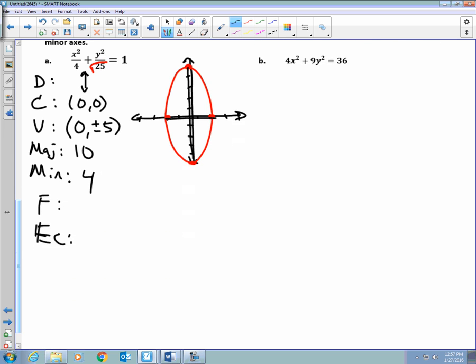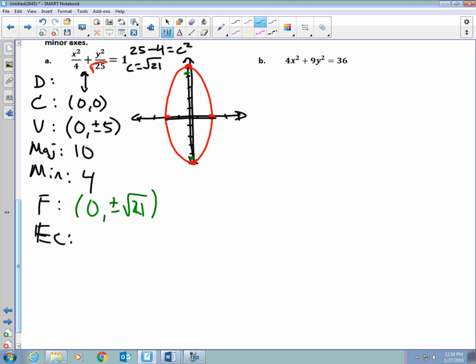So I'm going to use a squared minus b squared to get c squared. What is a squared? What is b squared? So 25 minus 4 is c squared, so that would mean that c is equal to the square root of 21, or about 4.5. So I would move 4.5 units along the major axis. So the location would be 0 plus or minus the root of 21. Or you could write 0 plus or minus 4.5. That's where they sit.